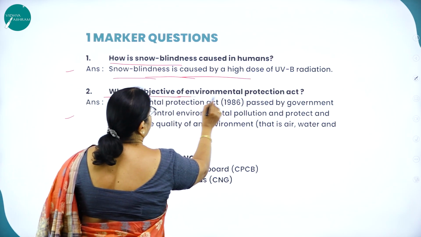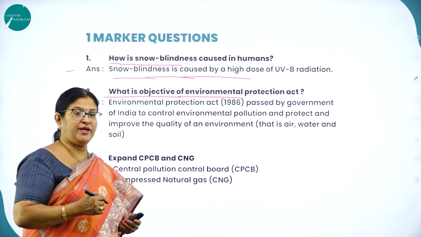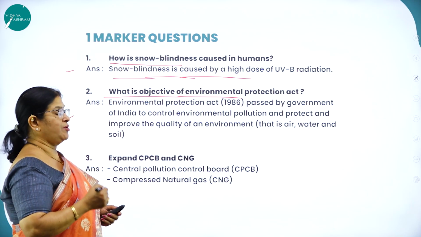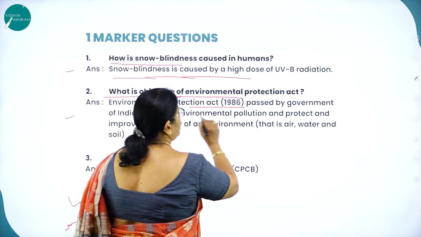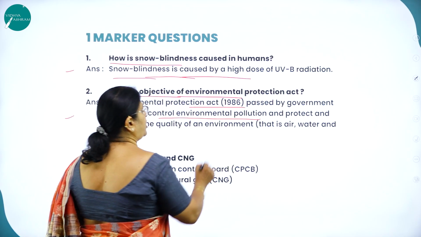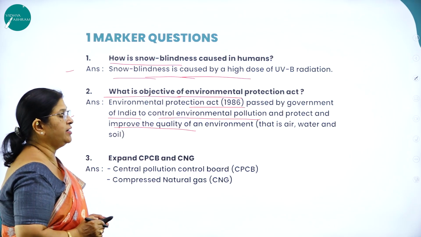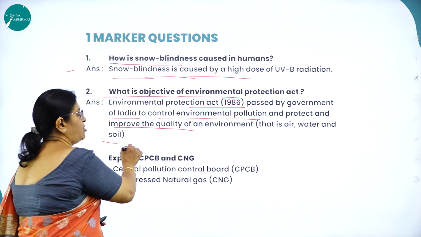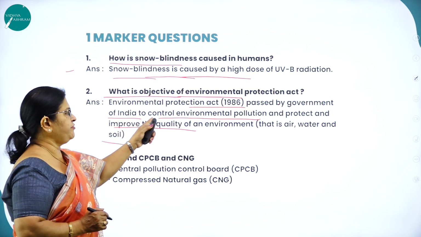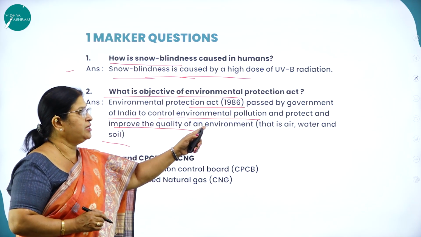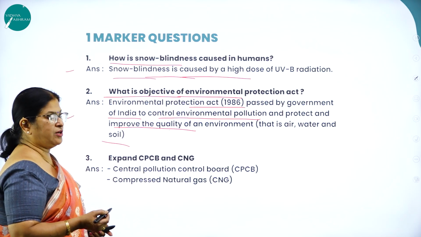Then what is the objective of the Environment Protection Act? In order to protect our environment from pollution, there was an Environment Protection Act, introduced in 1986 and passed by the Government of India to control what? Environmental pollution, and to protect and improve the quality of the environment, that is air, water and soil. So what is the objective of the Environment Protection Act? It was passed by the Government of India to control environmental pollution and to protect and improve the quality of the environment, be it air, water or soil.